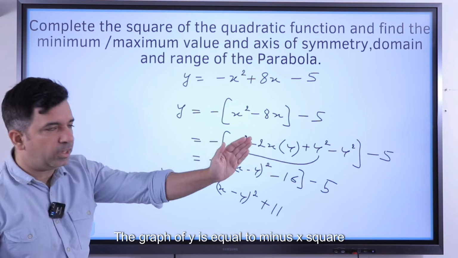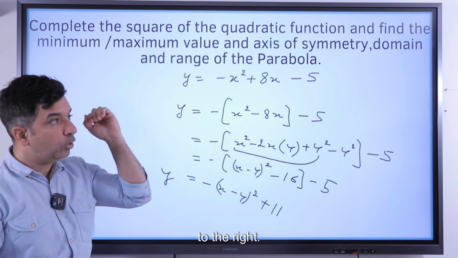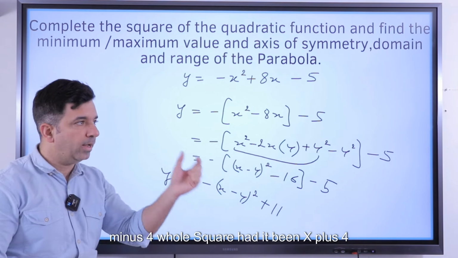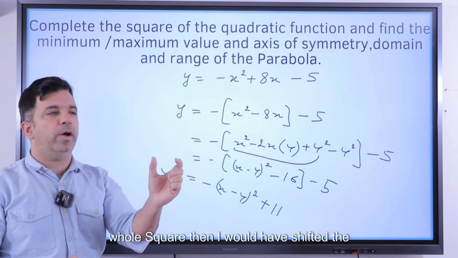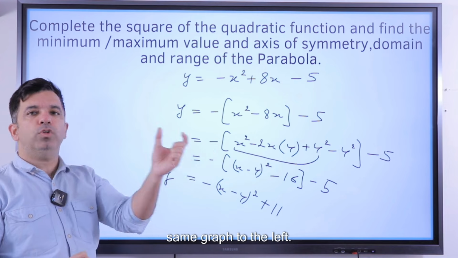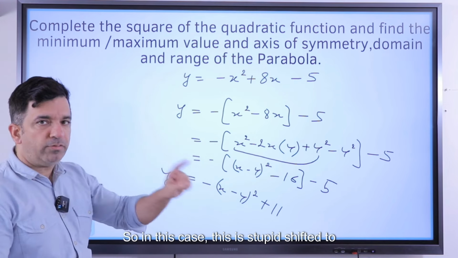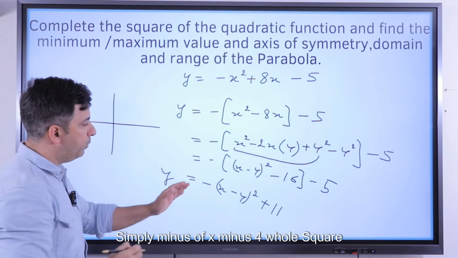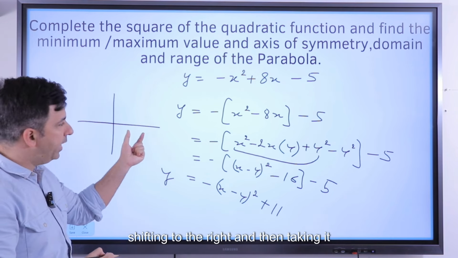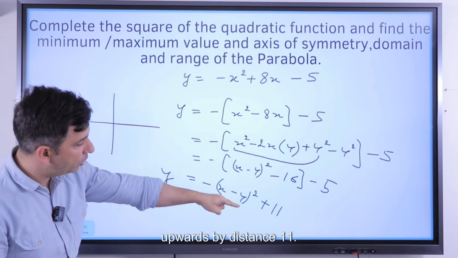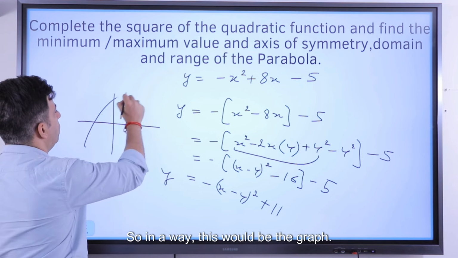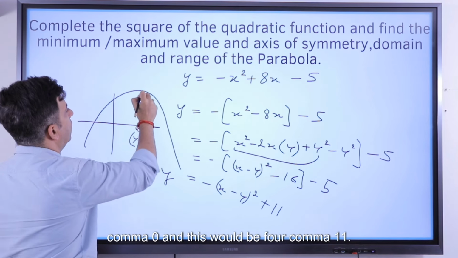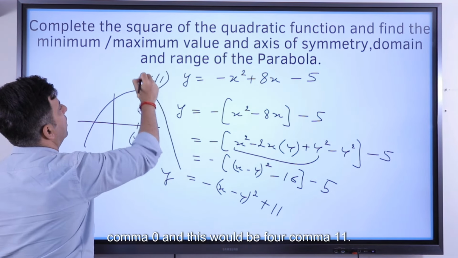We simply have to shift the graph of y is equal to minus x square to the right. But why right? Because this is my x minus 4 whole square. Had it been x plus 4 whole square, then I would have shifted the same graph to the left. So in this case, this is to be shifted to the right. So this is the graph: minus of x minus 4 whole square shifted to the right and then taken upwards by distance 11. This is the point 4, 0, and this would be 4, 11.